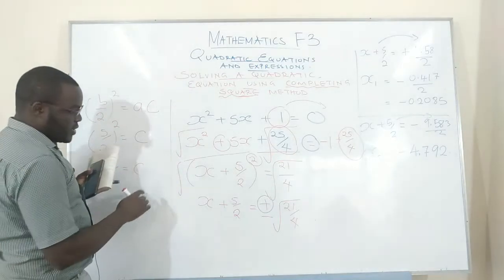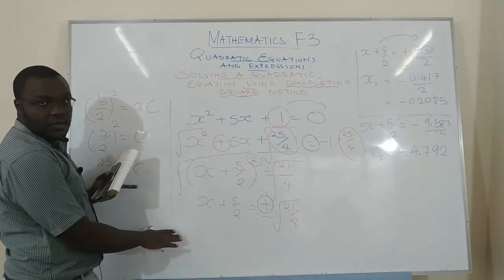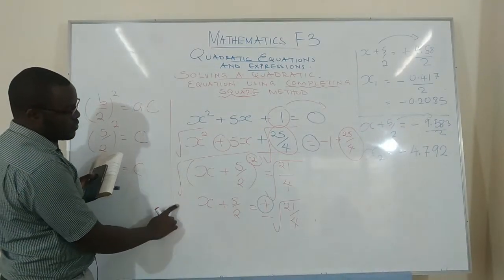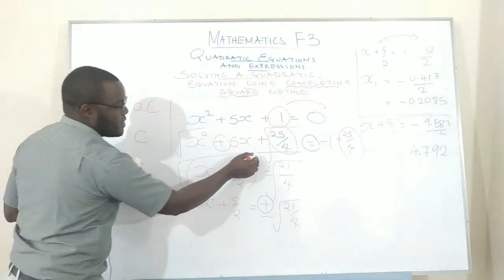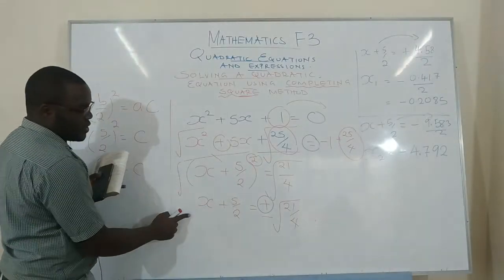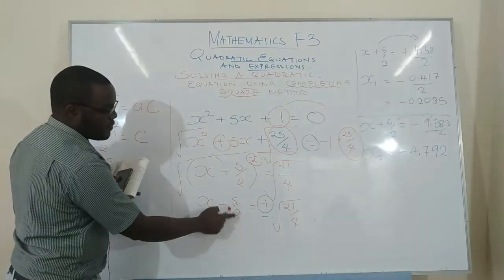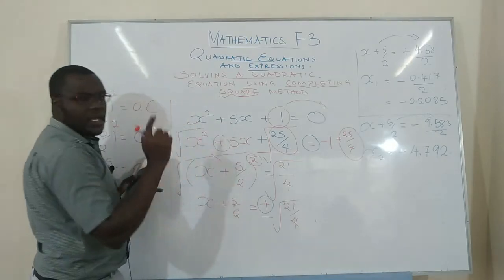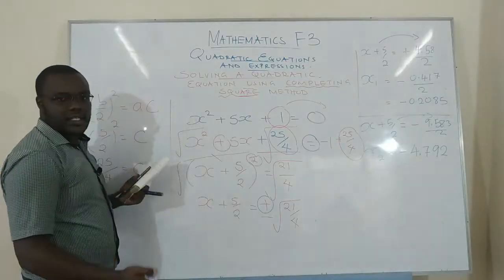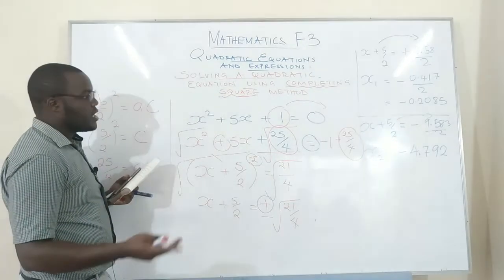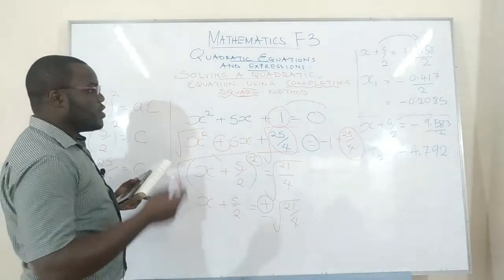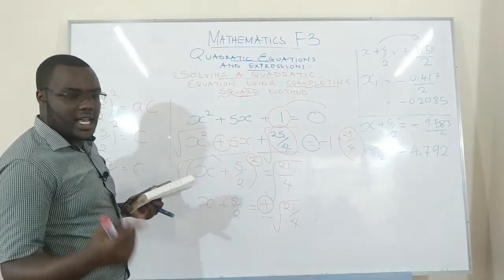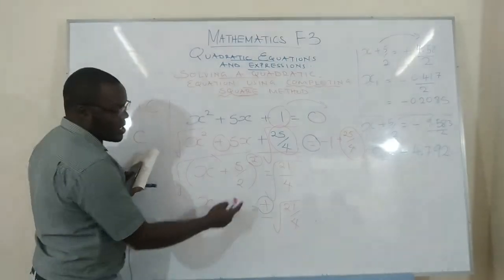Up to that level, we have not solved the quadratic. So the next thing is to square root both sides so that I can eliminate this square. Once you eliminate, you remain with (x + 5)/2 is equal to. Now at this stage, you must have two answers. Every quadratic has two answers. We even did that back in form 2. You cannot have a quadratic with one answer. So that's why I'm introducing plus or minus.